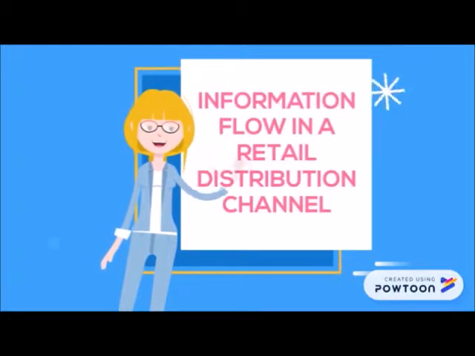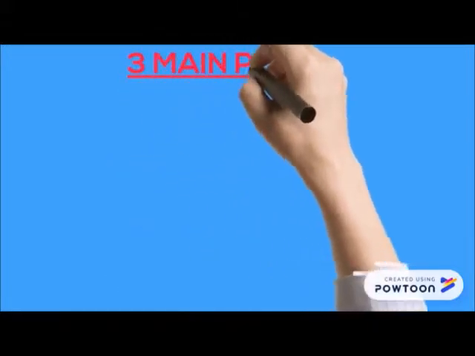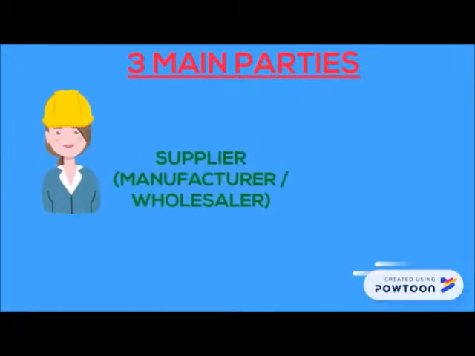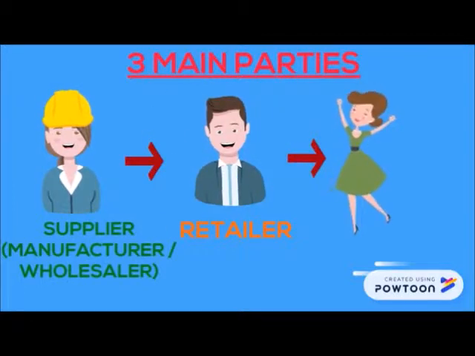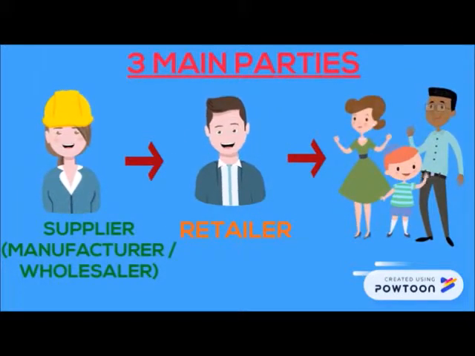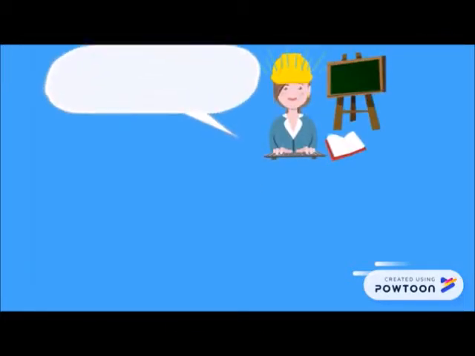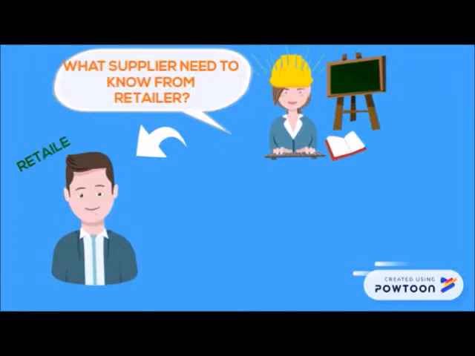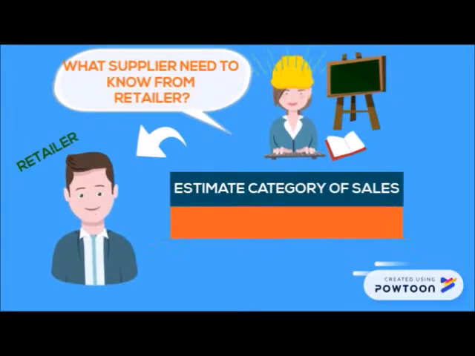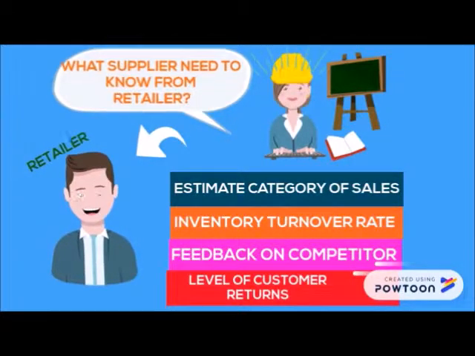Information flow in a retail distribution channel. There are three main parties. First is the supplier, which is the manufacturer and wholesaler. Second is the retailer. And third is the consumer. What does the supplier need to know from the retailer? First is the estimate category of sales, inventory turnover rate, feedback on competitors, and level of customer returns.